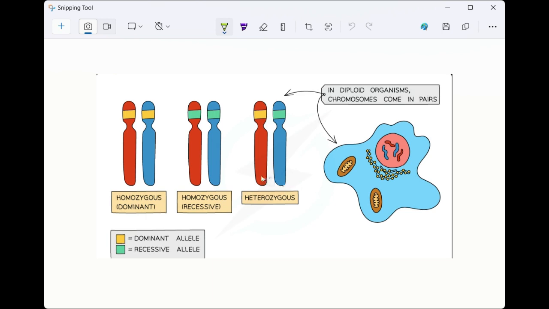This combination is called a genotype. For example, if you ever see something like A and a small a, that is your genotype. A phenotype is the actual characteristic that is being expressed. For example, blonde hair. So AA is the genotype, blonde hair is the phenotype.